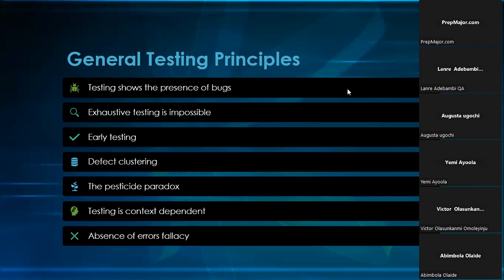The pesticide paradox. It doesn't mean that because you have tested, like what I told you, I've looked at the page. It doesn't mean that because you have been performing a certain type of test all the time, it's bug free. No. What the pesticide paradox is talking about is that doing the same test on the same thing will not find new bugs. It won't find new bugs.